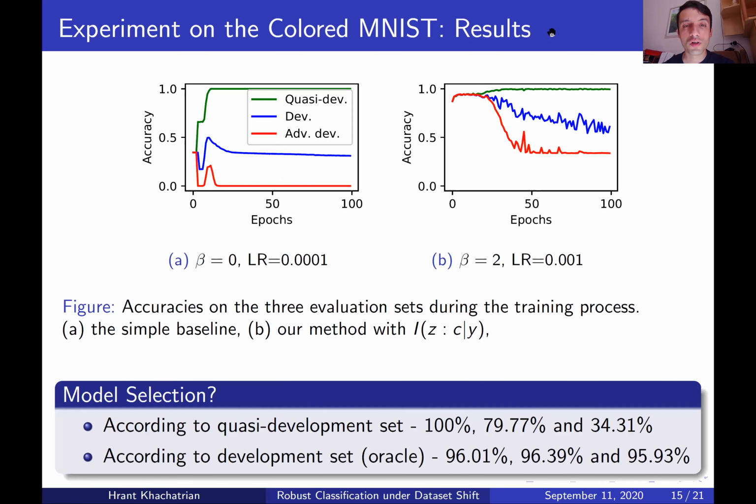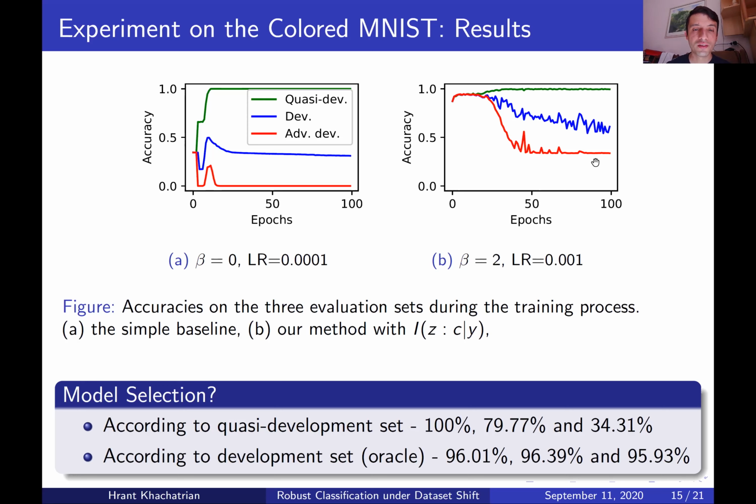And here is our algorithm, and you can see that in the beginning it starts very well. All 3 development datasets have some sort of 90% accuracy. But then at some point, if you train more, it starts to overfit on the color. So it tries to get to 100% accuracy, which is the ideal, and it manages to do that on the green, the quasi-development set. And whenever it reaches 100% accuracy here, the accuracy on the adversarial development drops to random. It's interesting to see that it doesn't drop to 0, but to 33%, which is random.